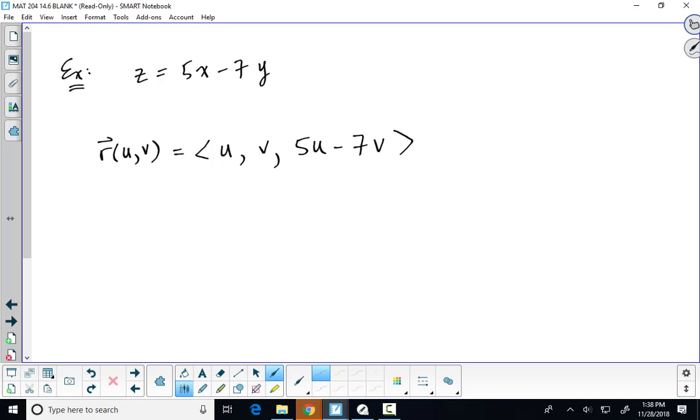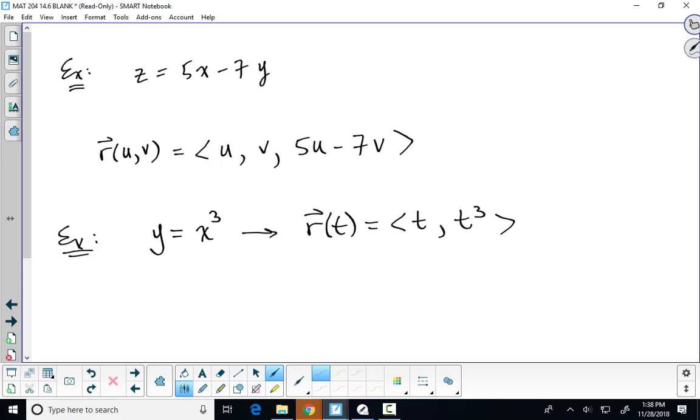Let's recall that when we're doing curves, if we had something like y equals x cubed, the standard parameterization for a curve that's written as a function is t comma f of t. The same idea is true if you have a surface that's written as a function. You're going to use u and v in place of x and y, and then z will be the surface. Just like with a curve, we let x be t and y be f of t, here we let x be u, y be v, and z be f of x comma y.